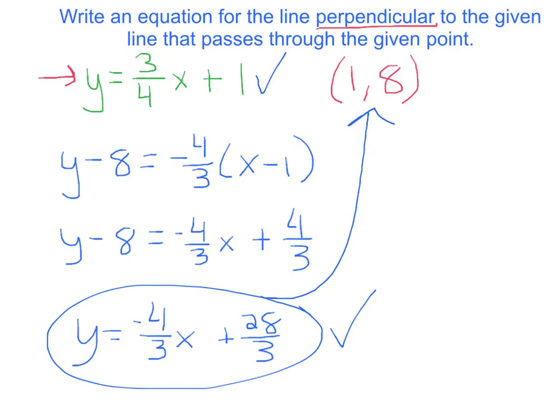So there's your full lesson on parallel and perpendicular lines. Parallel lines have the same slope, and perpendicular lines have opposite reciprocal slopes.